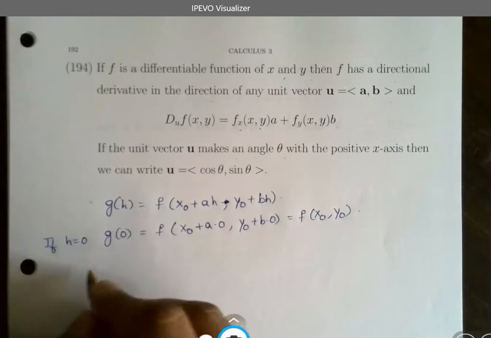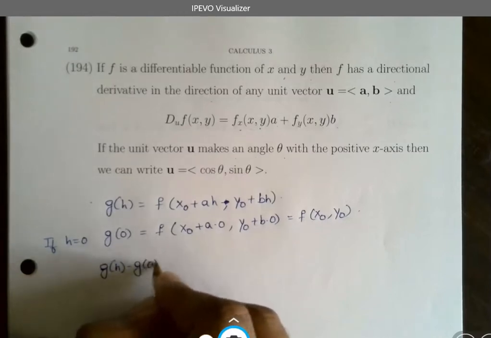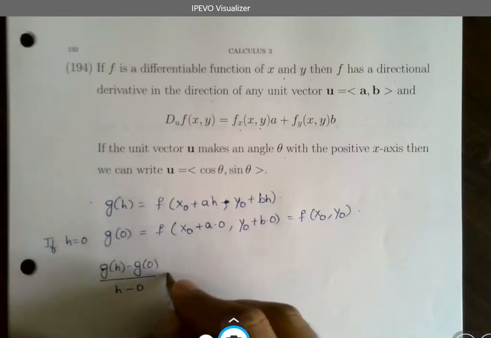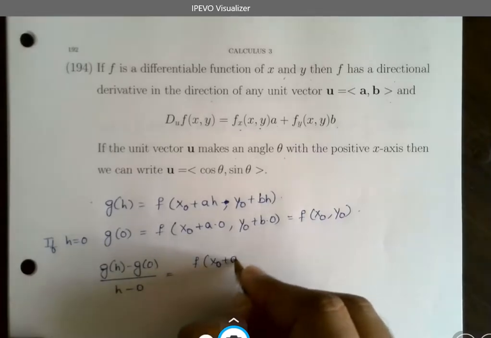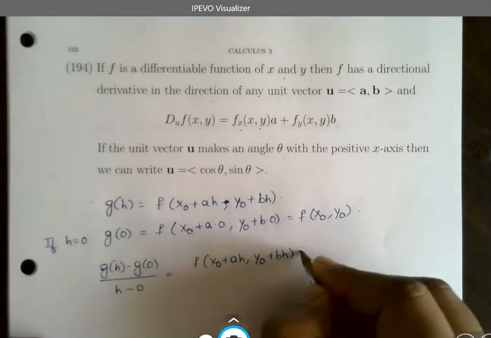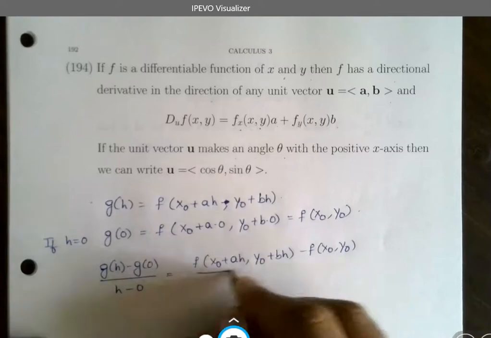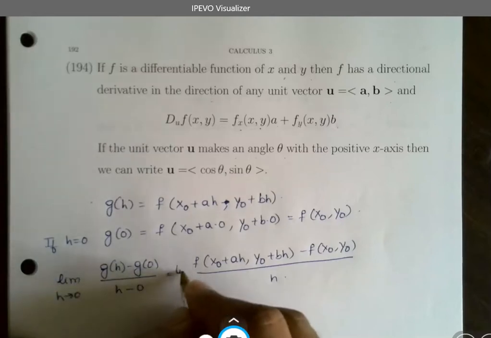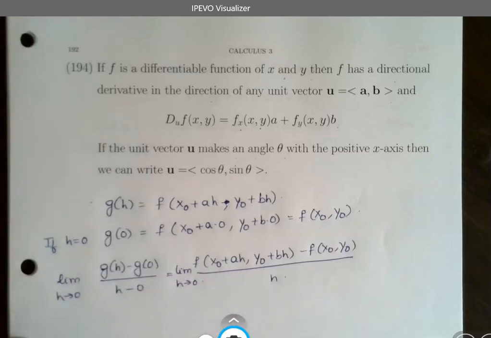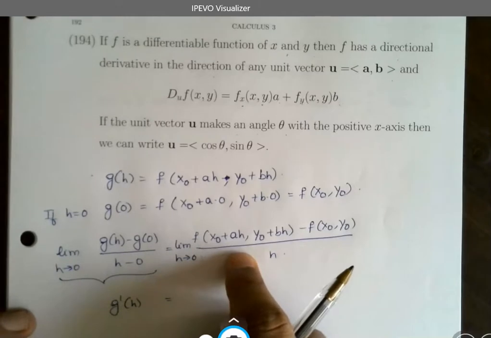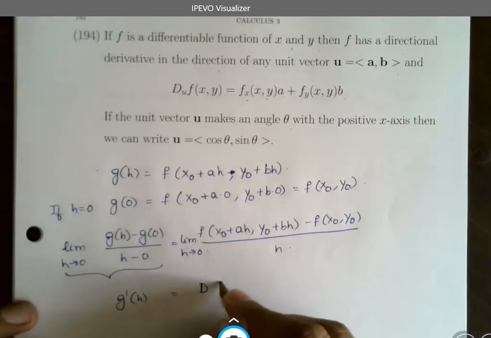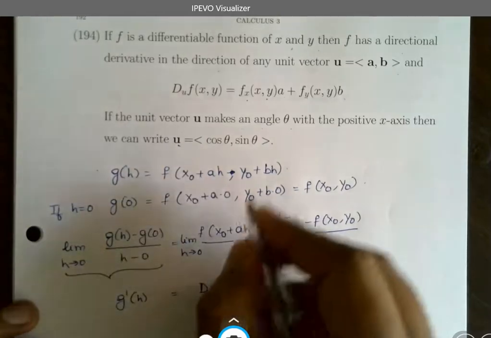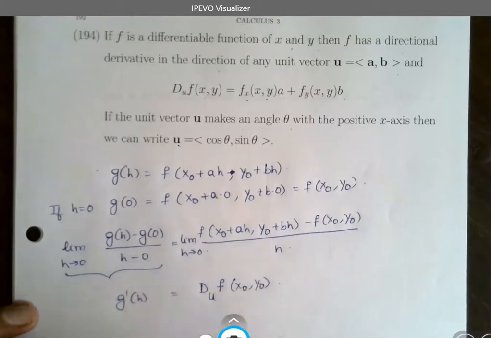Then I want to find g of h minus g of 0, divided by h minus 0. So that would give me f of x naught plus ah, y naught plus bh, minus f of x naught, y naught, all over h. Then, upon taking the limit as h goes to 0 on both sides, from calc 1 we know this is g prime of 0, and from calc 3 in the previous page, this is the directional derivative of f in the direction of the unit vector u at the point x naught, y naught. Okay, so that's what you would write.